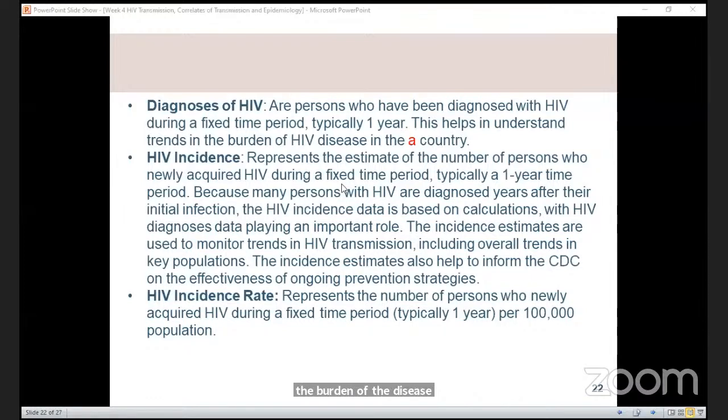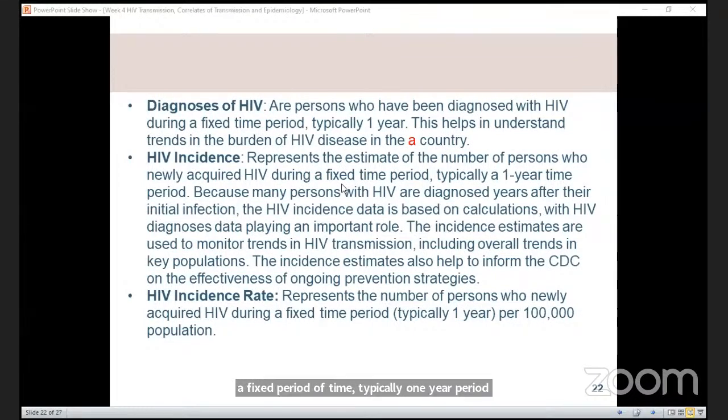Then we have the incidence. Now, what about the incidence? When we talk about the HIV incidence, we are basically referring to the estimate of the number of persons who newly acquired the virus during a fixed period of time. It's an estimate of the new infections in a fixed period of time, typically a 1 year period.